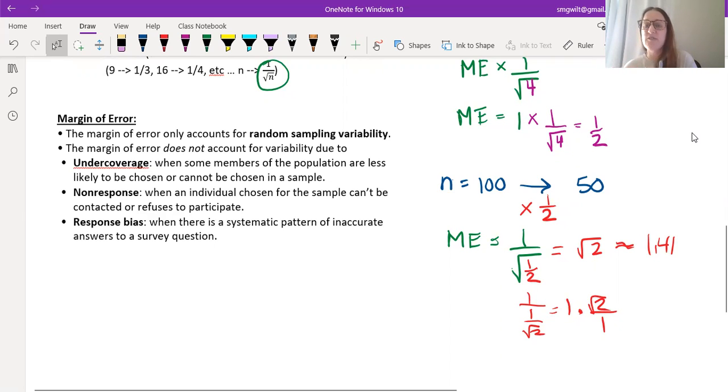Again, if I was cutting that into fourths, so if I cut it down to 25 instead of 50, that's when it would be doubling my margin of error. So it has to be a perfect square for us to calculate that.